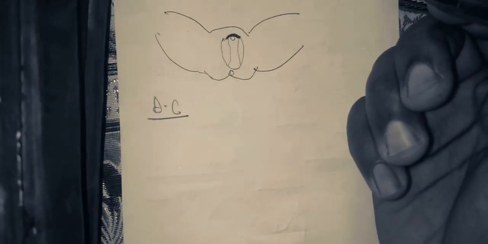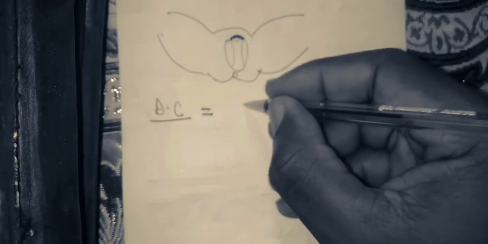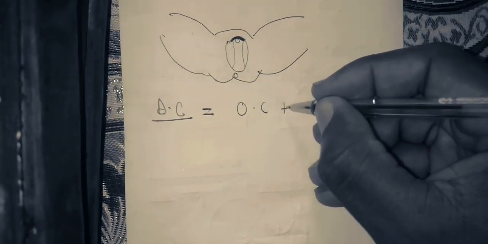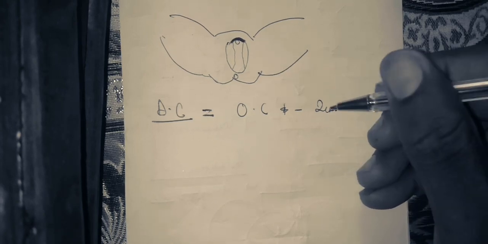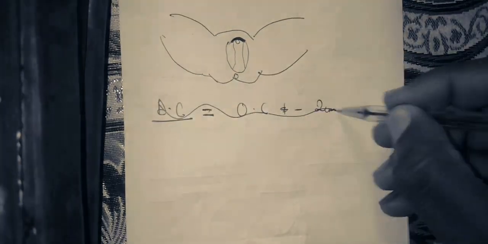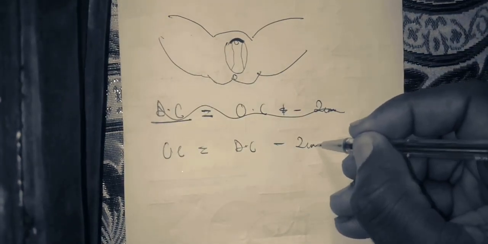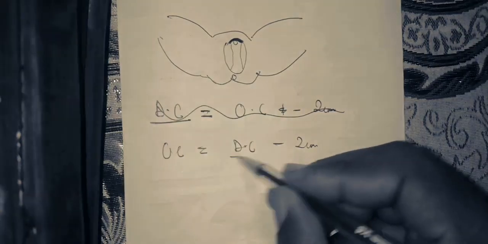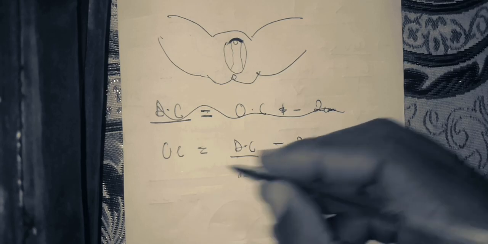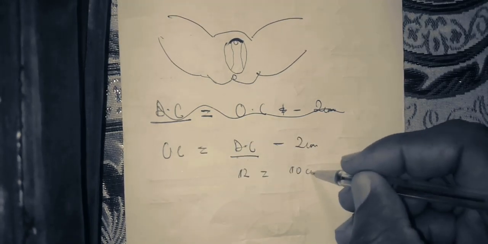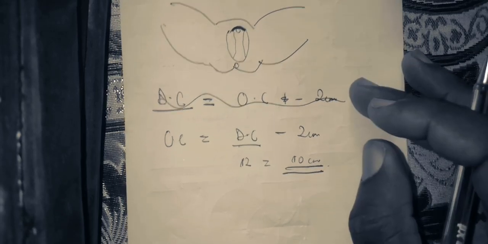Is it clear? The diagonal conjugate that you measure with your hand is equal to the obstetric conjugate plus 2 centimeters. So the obstetric conjugate is equal to the diagonal conjugate minus 2 centimeters. You measure the diagonal conjugate with your hand, and then you subtract 2 centimeters from it. So let's say that you have measured 12 centimeters. It means that the obstetric conjugate is going to be 10 centimeters because you subtract 2. Are you understanding? So those are the different elements.